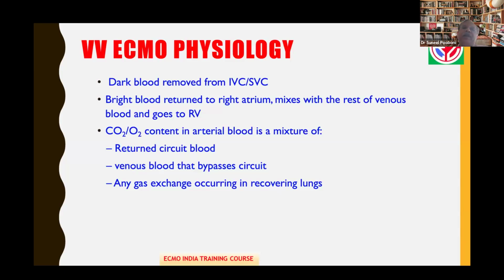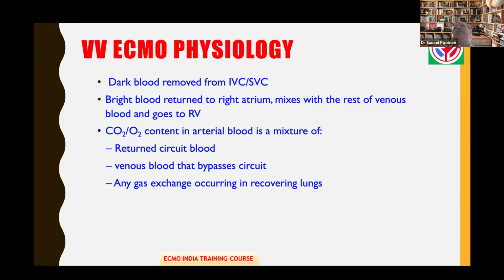The bright blood is returned to the right atrium. It mixes with the rest of the venous blood and goes to the right ventricle. The oxygen and carbon dioxide content in the arterial blood is a mixture of returned circuit blood, venous blood that bypasses the circuit, and any gas exchange happening in the recovering lungs also.